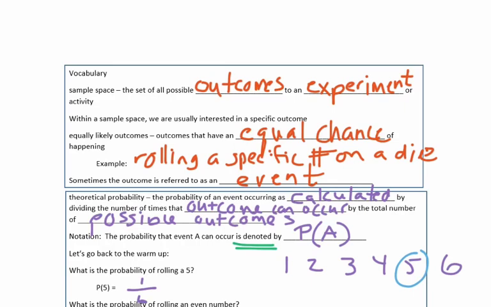It does not involve actually rolling a die. It has to do with knowing what's on a die. So the next question down there, at the very bottom of the screen, says, what is the probability of rolling an even number? So you have your die, you're going to roll it once.